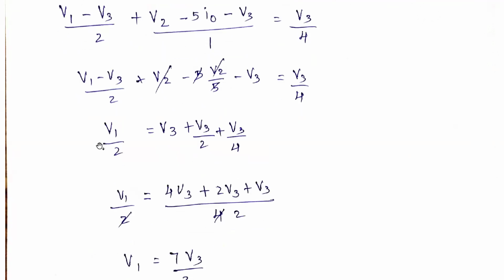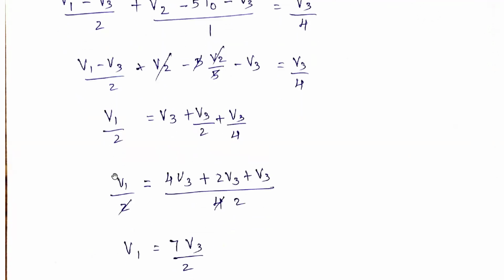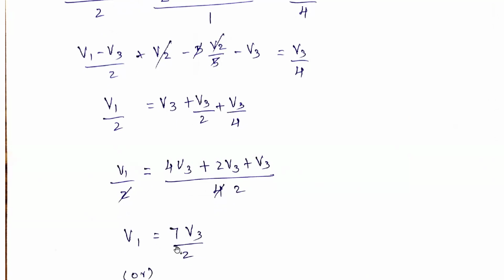So simplifying this equation, we finally get V1 by 2 is equal to V3 plus V3 divided by 2 plus V3 divided by 4, because V2 and V2 get cancelled. So the V2 term is neglected. So V1 is equal to 7 V3 by 2.